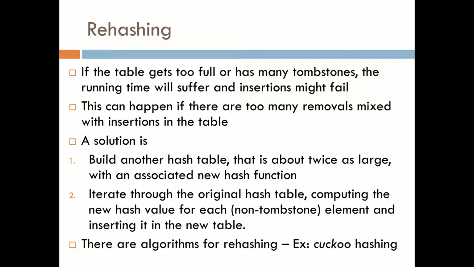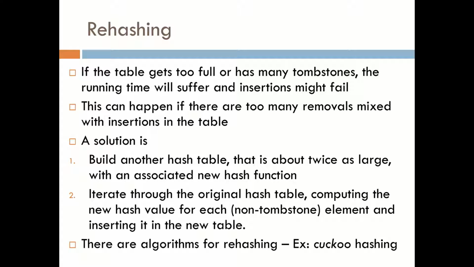And so what we want to do in this particular case is build another hash table that's about twice as large, and we would have to associate it with a new hash function to ensure that it would distribute the keys relatively uniformly over the entire size of the new table. We would then iterate through the original hash table, calculate the new hash value for each non-tombstone data item, and then insert that into the new table.